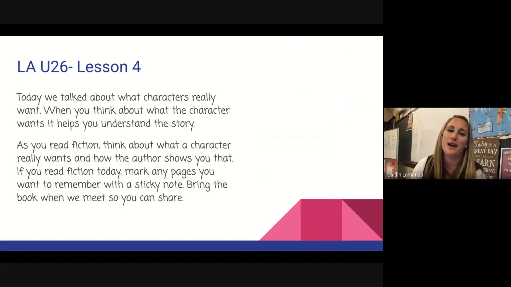So today we talked about what characters really want. When you think about what a character wants, it helps you understand the story. When you're reading a fiction book today, please think about your character and what they want. Again, that will help you identify the problem. A lot of the story will center around how to solve that problem or the solution.